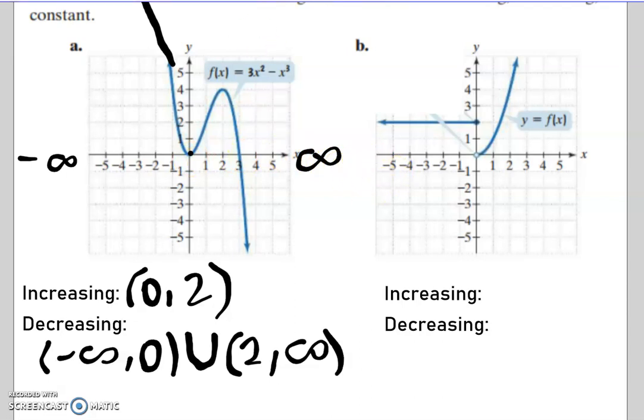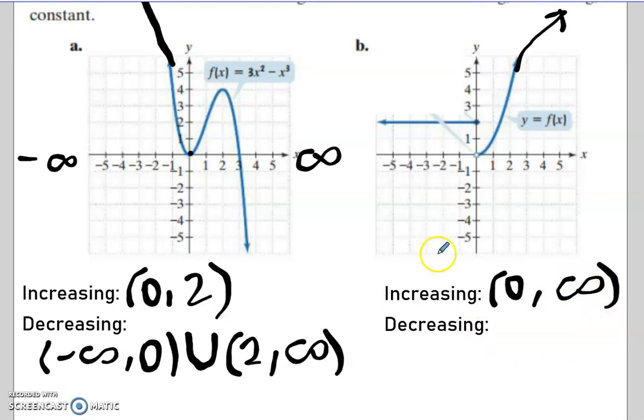Okay, let's talk about this next one here. Increasing, where does it look like I'm increasing? I am increasing in this area, right? Starting here, and then I'm going up. So starting at the x value of 0, it's an open circle, so I have a parenthesis, and it's going up and out. What's my x value if I'm going up and out? Forever, infinity. Okay, there's my increasing.